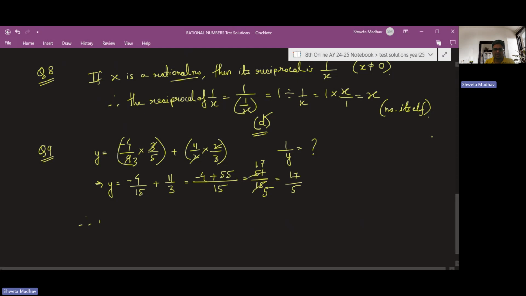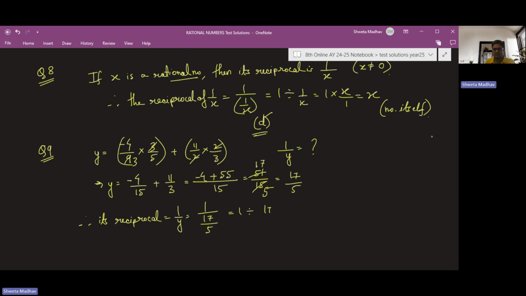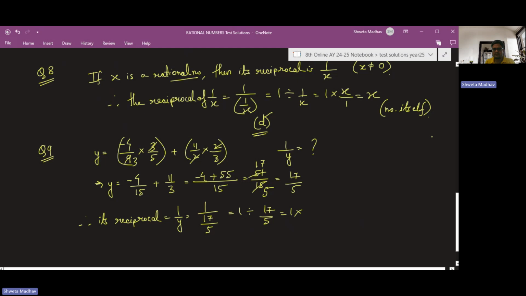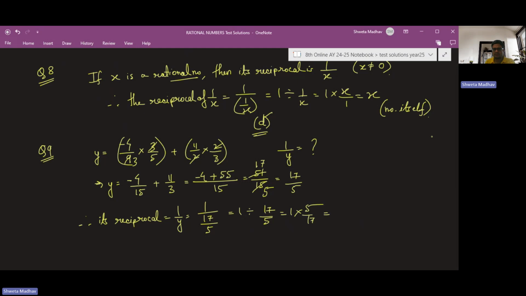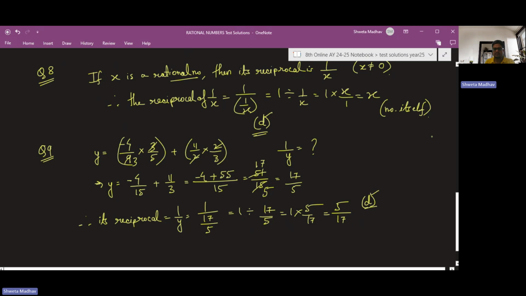So therefore its reciprocal, that is 1 by y, will be equal to 1 divided by 17 by 5, which means 1 times 5 by 17, which is equal to 5 by 17. So option D is the correct answer.